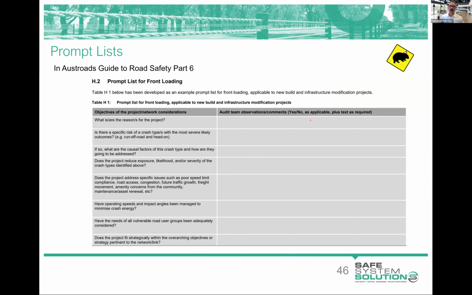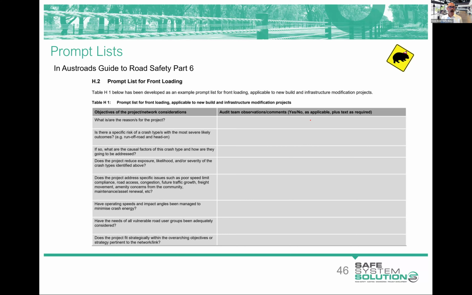So where do you find these prompt lists? Well, they are in the back of the Austroads Guide to Road Safety Part 6, which is the Road Safety Audit Guide, which you all can access. Well, you can access all guides from the Austroads website freely, but we're going to pop it into the learning management system if we haven't already.